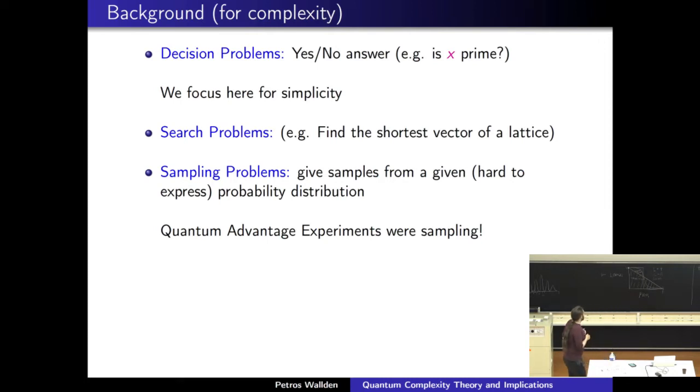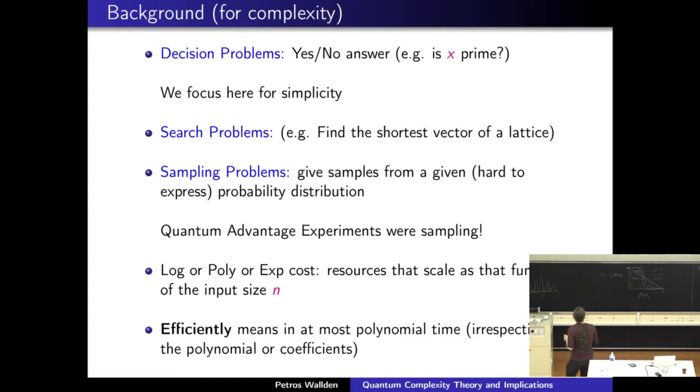And then there are the sampling problems. Assume that we have a machine that gives us samples from a given probability distribution. Can we construct a device that gives us samples from that probability distribution? Of course, this is for the case that the probability distribution doesn't have a closed form, or one that you can efficiently describe. And actually, quantum advantage experiments that have succeeded or are close to succeeding are all of this type, sampling problems. This is why I'm mentioning them.